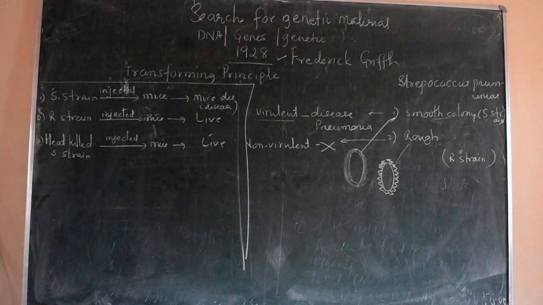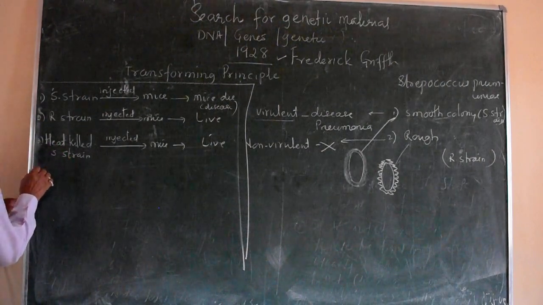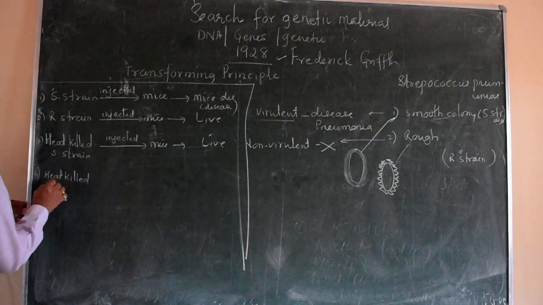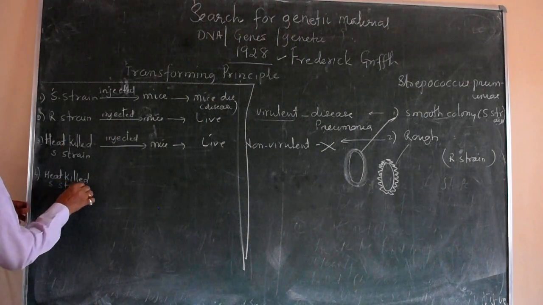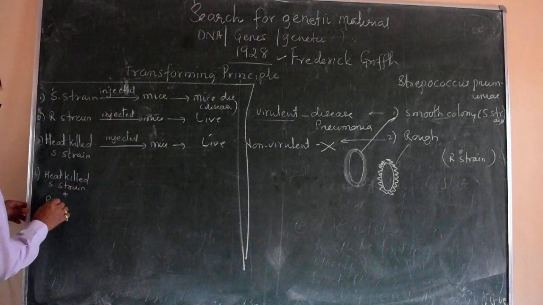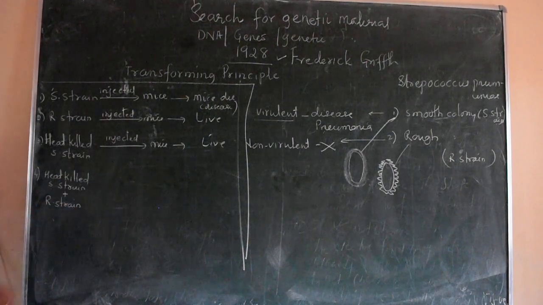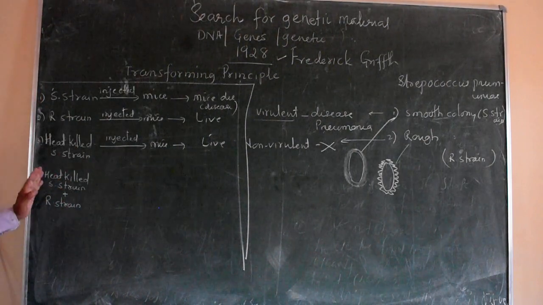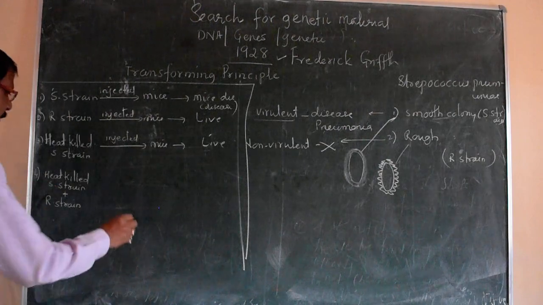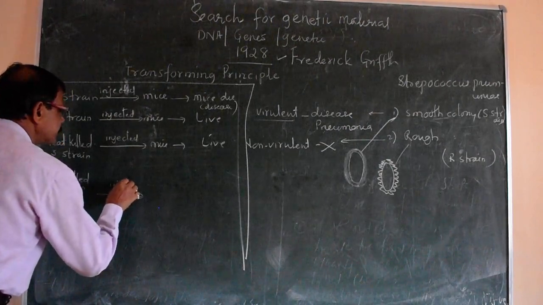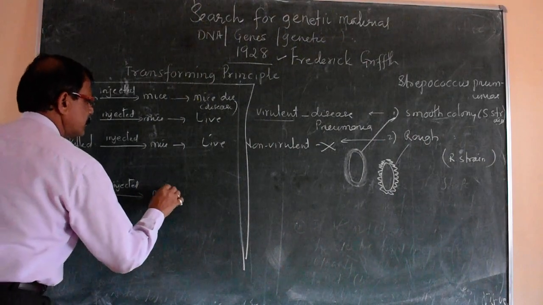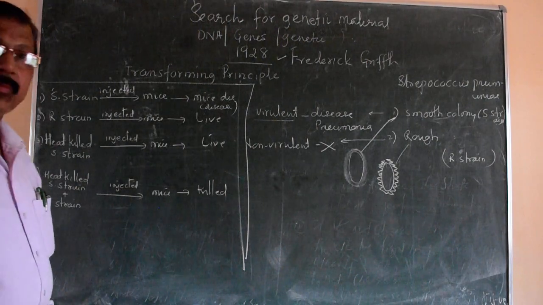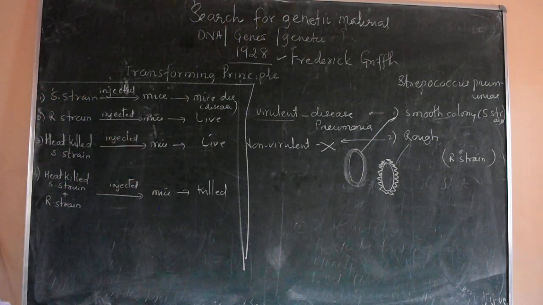And then the fourth one here: heat killed S strain is mixed with R strain. Remember, R strain is alive, R strain is not killed, and the smooth strain is heat killed. And then it is injected to mice, and the mice are killed. Question. You understand?